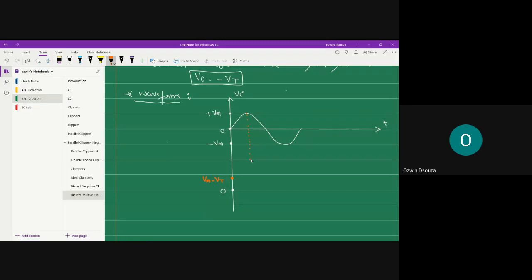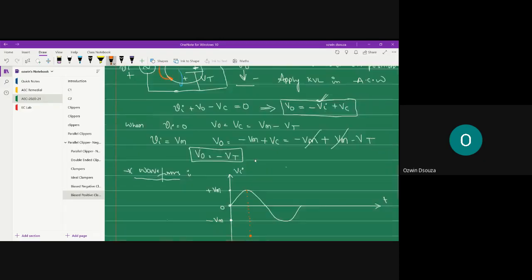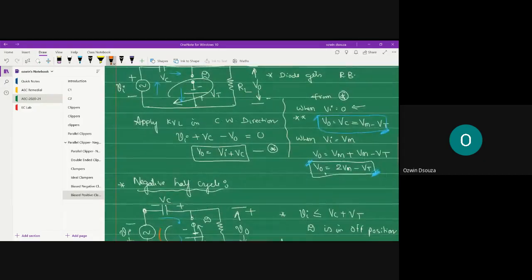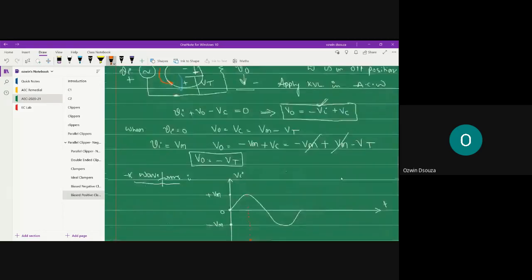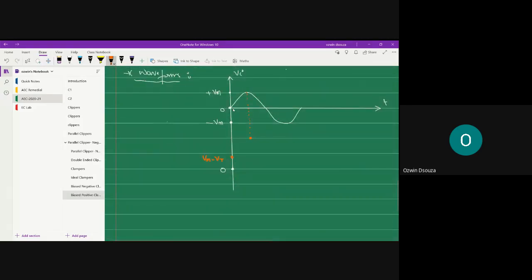On the other hand, when your input rises to Vm level, output will be at what level? In the positive half cycle, when your input rises to Vm, your output peak will be at 2 Vm minus Vt level. So that is somewhere here. And once again, when your input falls to 0, the output will be at Vm minus Vt level.